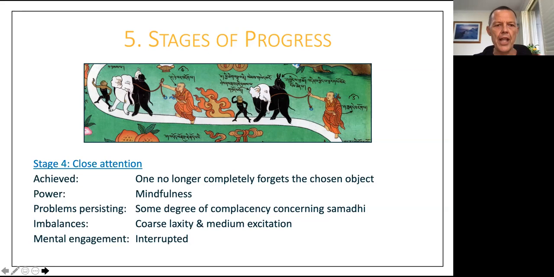So the imbalances now: we still have coarse laxity. We still have quite a lot of sinking, but now we never get distracted, so we don't have coarse excitation. We just have medium excitation. Medium excitation is where we start to get pulled away, but we're still holding on a little bit to the object. And so again, the mental engagement at this stage is interrupted: we're holding the object, but every now and again we're interrupted by laxity and excitation, particularly here, coarse laxity and medium excitation.